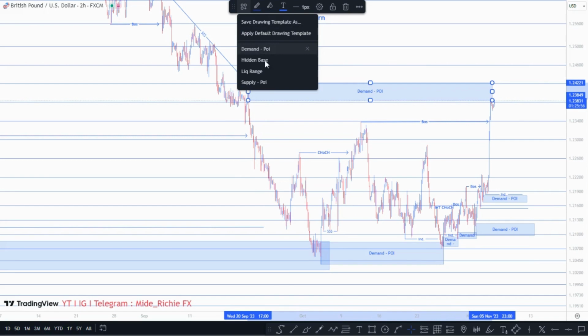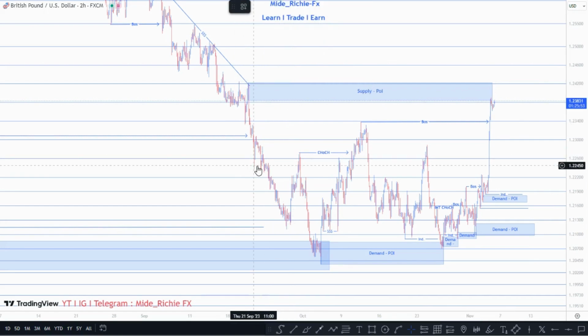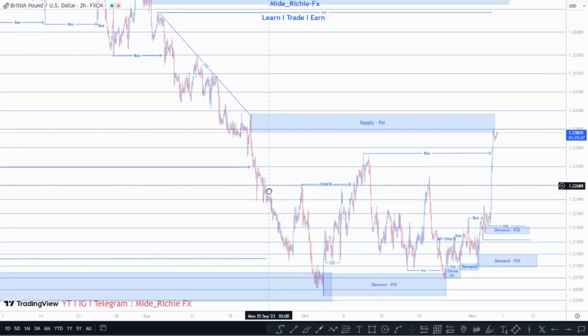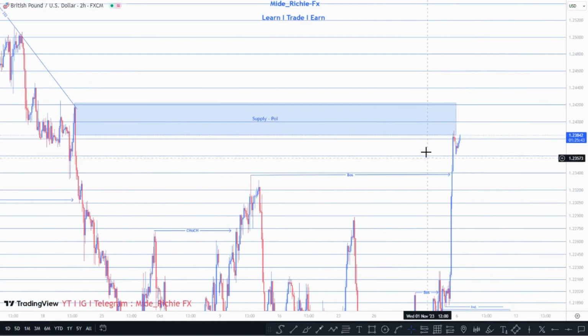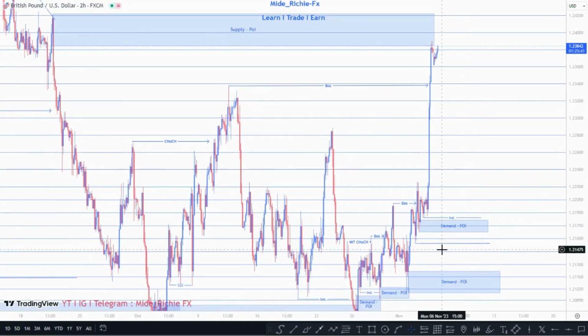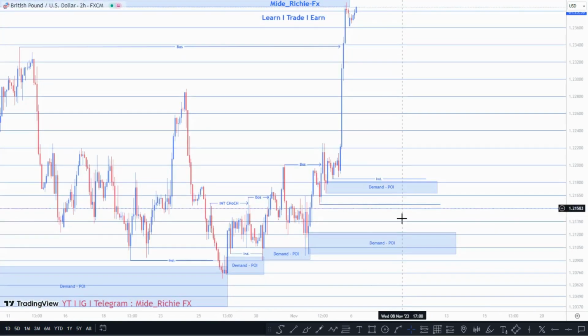Okay, I am not really expecting to trade off of this supply zone, right? Because I don't want to trade against the market. I'm not expecting to trade off from this supply zone. But I think this supply zone might push price back down to continue the buys, right? I have two points of interest on this pair.